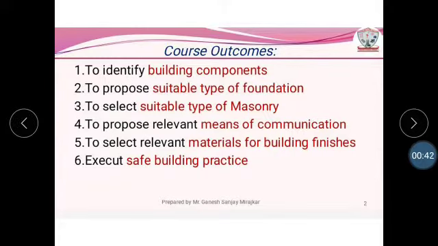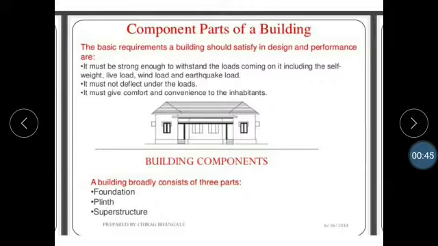After completion of the course, you will have these benefits. We know that this is our building structure. This structure is basically made up of three parts. The structure which is above the ground level is known as superstructure. The structure which exists below the ground level is known as substructure. And in between these two, superstructure and substructure, there is a plinth. The plinth is required at the junction of wall and foundation for proper load distribution.